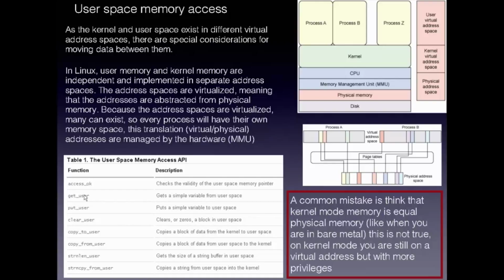Here I just put some functions in a table. I copied this from the internet, and at the end of the presentation you have the bibliography. The most important ones for us now are copy_to_user and copy_from_user. Copy_to_user copies an array from the device driver memory to the user space memory, both of them virtual. With copy_from_user, you get an array from the user space into the device driver.